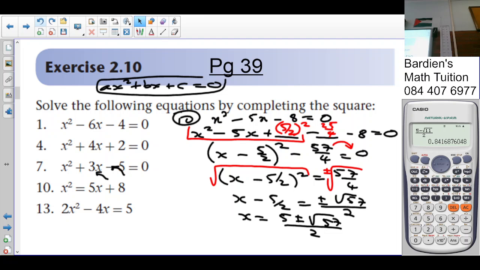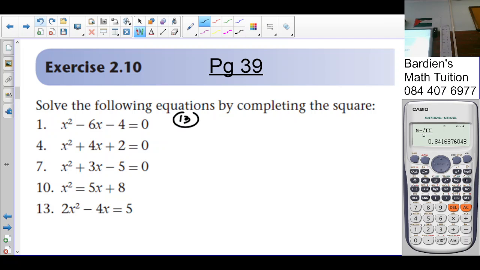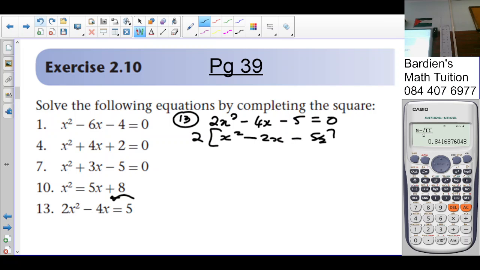Let's do number 13 quickly together, for those of you who haven't done it yet. I know some of you have completed it. Number 13. Bring that 5 over. It becomes 2x squared minus 4x minus 5 is equal to 0. Okay? What do we do now? What's the next step, people? 2 is a common factor. And then we're left with x squared minus 2x minus 5 over 2.